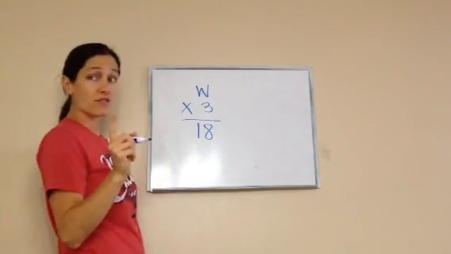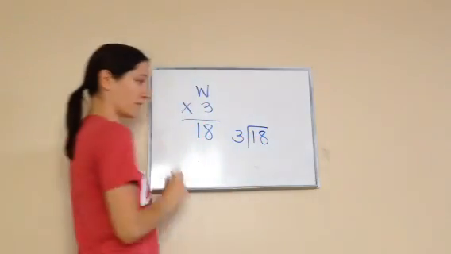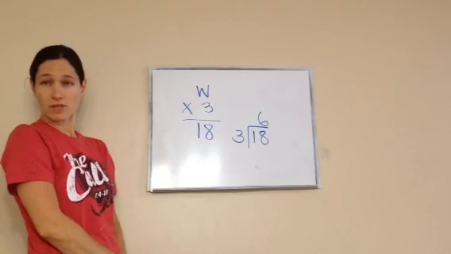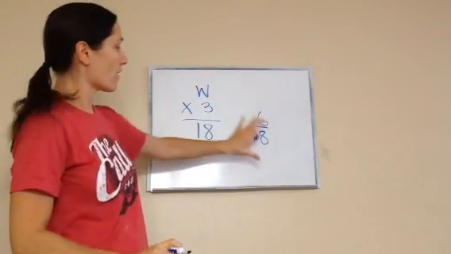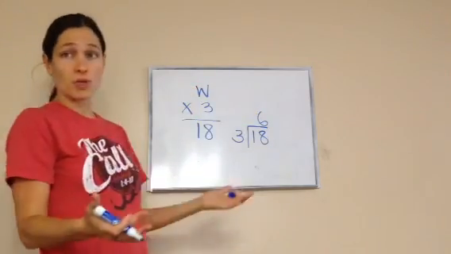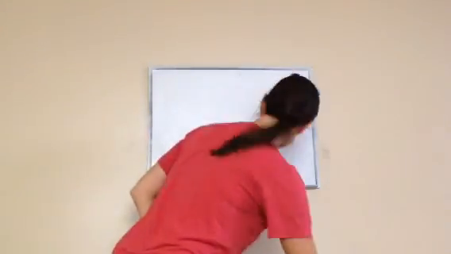So let's write a division problem. 18 divided by 3. And 3 times 6 is 18. Now, if you don't want to actually do this and you just want to think in your head, you actually learn how to do this later on. So if you just want to think in your head, W equals 6, that's fine. All right? Let's try another one.